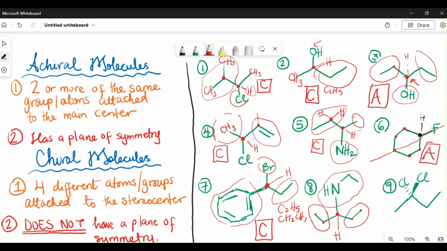Now, I'm sure since we've been doing this for a while, you guys know what's going on. You've got two ethyl groups, two ethyl groups. If you go back to our rule, achiral molecules have two or more of the same groups attached to the main center. So hence, this is becoming achiral. So that means this center is becoming achiral.